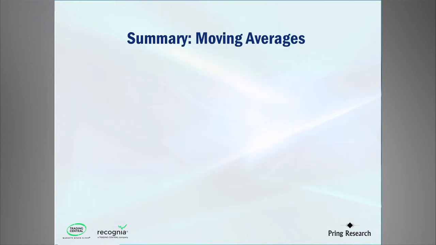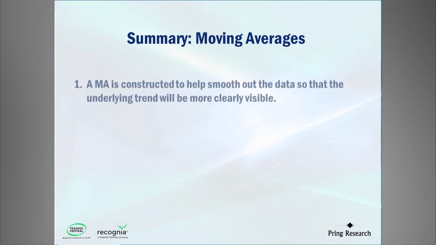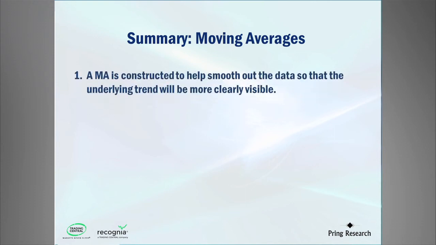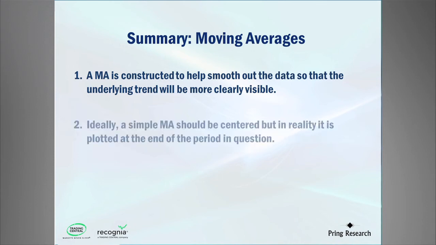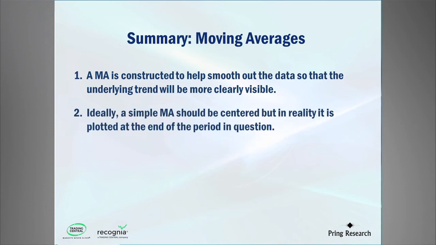In summarizing moving averages, one of the basic assumptions of technical analysis is that stocks move in trends. A moving average is constructed to help smooth out the data so that the underlying trend will be more clearly visible. 2. Ideally, a simple moving average should be plotted at the halfway point of the time period being monitored, a process known as centering. But since this would involve a time lag during which stock prices could change rapidly and lose much of the potential profit of a move, it's plotted at the end of the period in question.